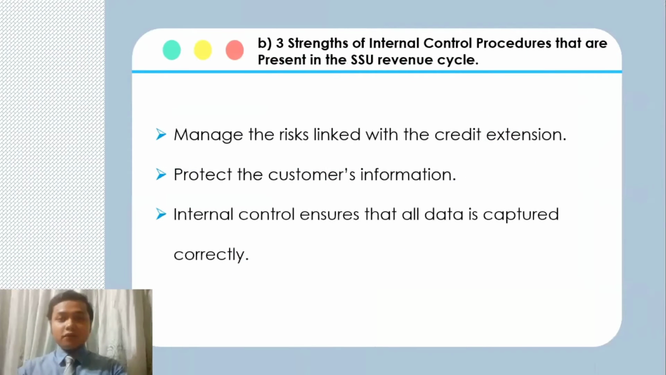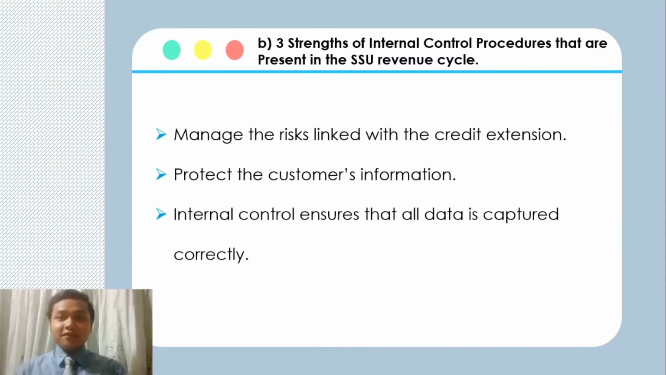Hi, I will continue with the rest of the questions in part A. For question B, there are 3 strengths of internal control procedures present in the SSU revenue cycle. The first is to manage the risk linked with credit extension. Internal controls conduct a credit check on every new customer to avoid risks such as bad debt exposure. After the customer's order is recorded in the SSU revenue cycle, the company program will automatically check the customer's credit by referring to a credit history file. Only if the credit is authorized will the sales procedure begin.